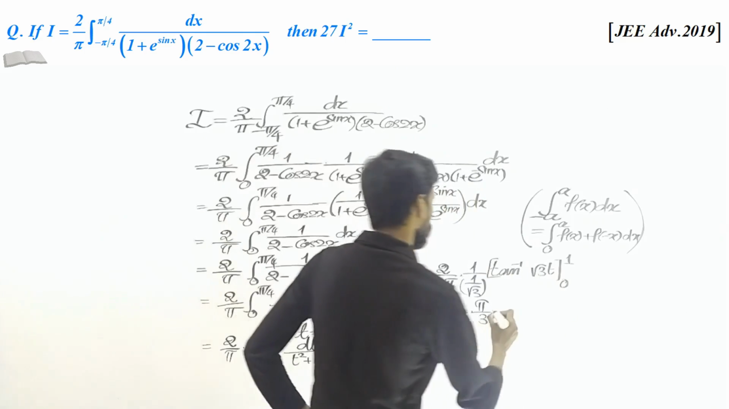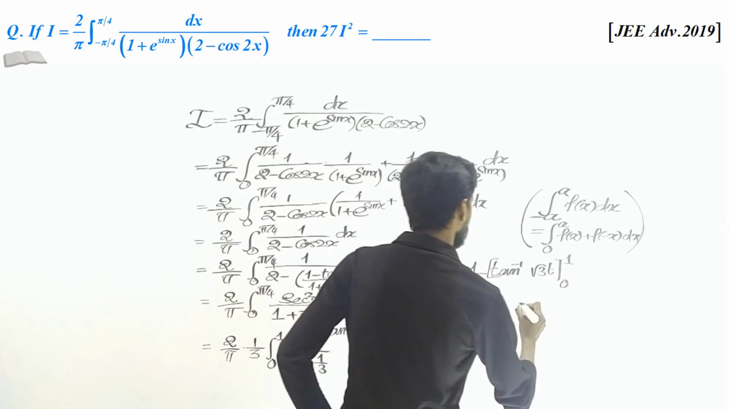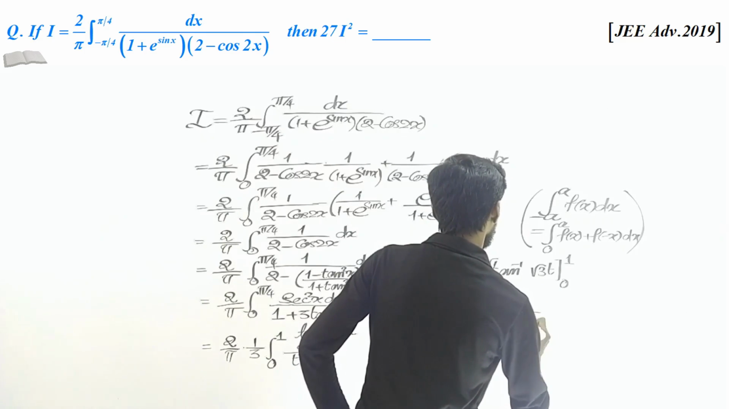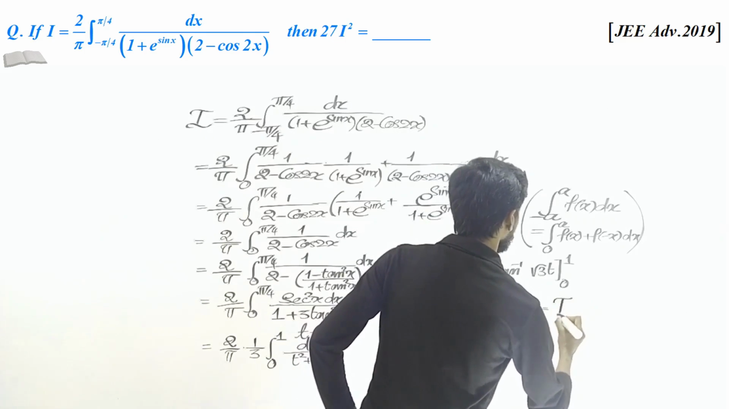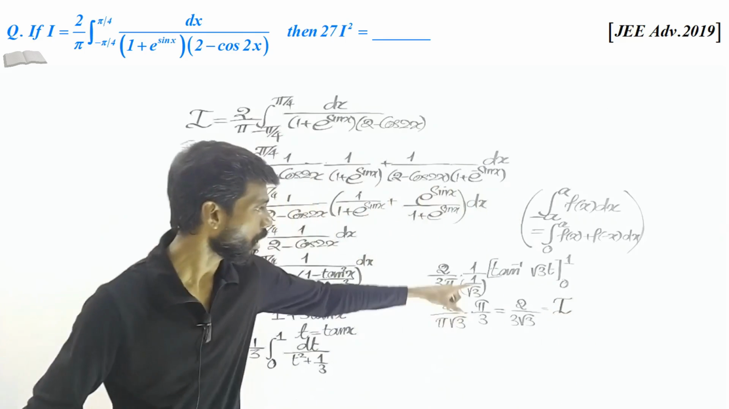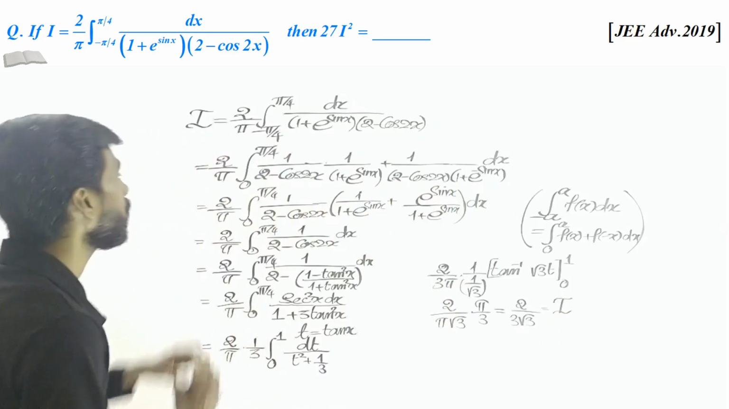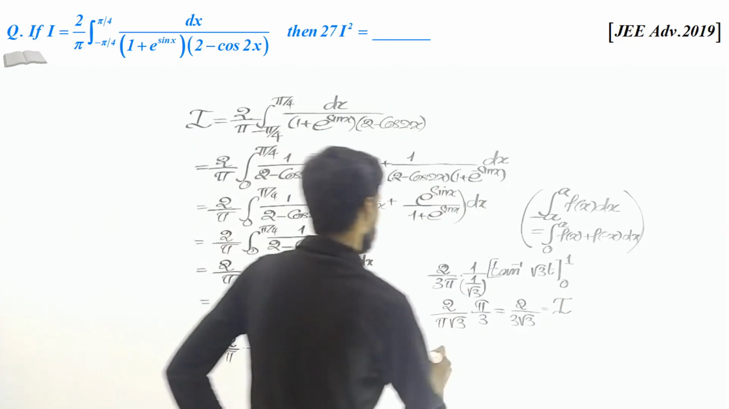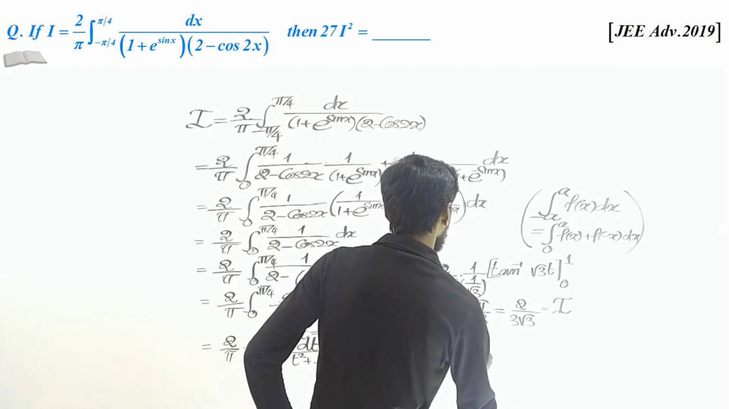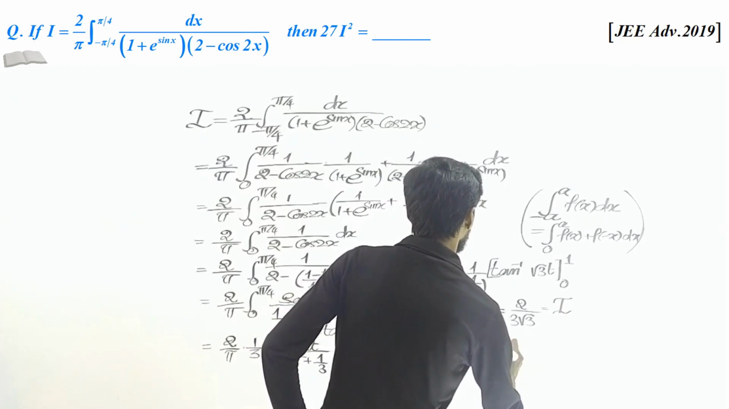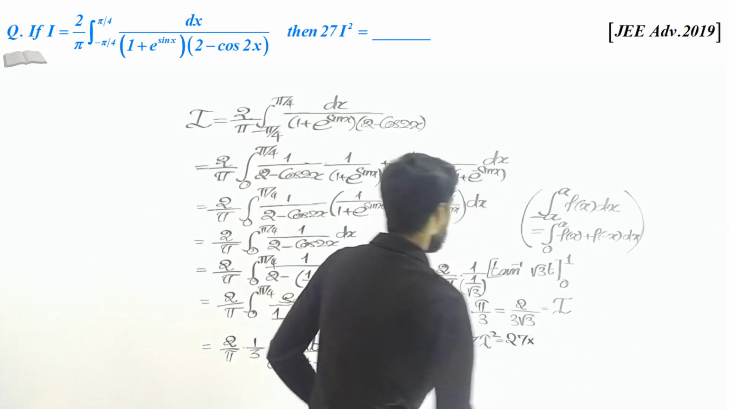So this, if you simplify, you get pi gets cancelled. So 2 divided by 3 root 3. So that is the value of I, right? The given integral. So I is found to be 2 divided by 3 root 3. But what we need here is the value of 27 I square. So that means the 27 I square value is 27 multiplied by this I square value.